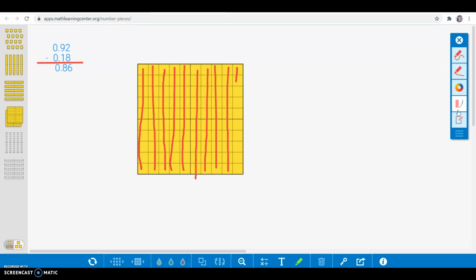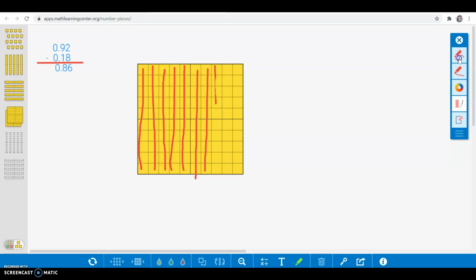So now we go to the store, we found a piece of candy we like, and it was only 18 cents. So obviously the store is super cheap, which is super cool. So we have to take away 18 cents. So we have to take away one whole tenth, okay? And then we have to take away 8 hundredths. So 1, 2, 3, 4, 5, 6, 7, 8.